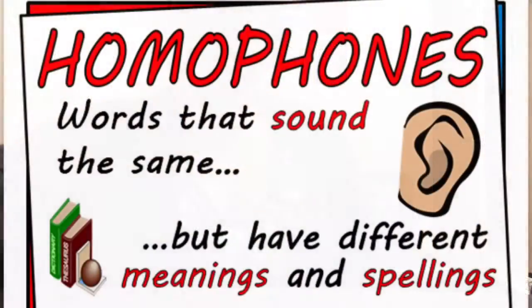We're going to work with two different sets of homophones. We're going to work with your and you're, and we're also going to work with there, their, and they're. We're going to utilize some strategies to help us identify which one we need to use in our sentences. As we know, homophones are words that sound the same, but have different meanings and spellings.